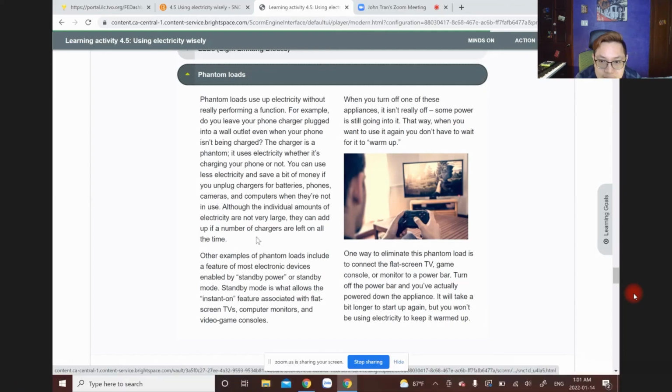Other examples of phantom load include a feature of most electronic devices enabled by standby power, standby mode. When you don't really use them, you put them on standby mode. So when you turn them on and use them again, they can operate again quickly. You don't have to warm up. So when you turn off one of these appliances, it isn't really off. It just sleeps a bit and then wakes up again, and you don't have to wait for it to warm up. But of course, everything has a price to pay. Power is still going into it.